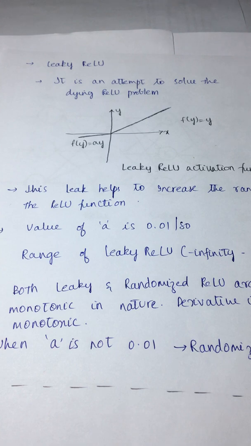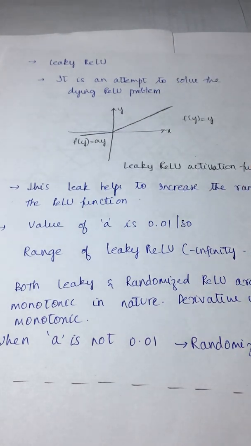There's one more type of ReLU called randomized ReLU. Randomized ReLU is used whenever the value of a is not 0.01. You can randomly pick a value for a. Coming to the nature of the function, both leaky ReLU as well as randomized ReLU are monotonic in nature. The derivative is also monotonic. The nature of the function can be clearly seen from the plot.